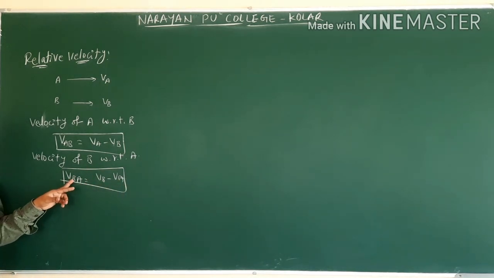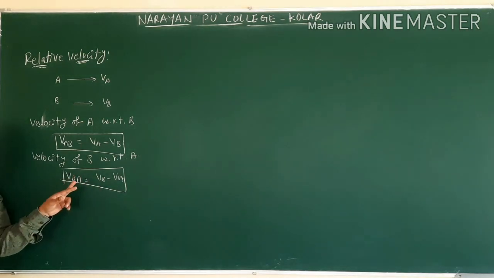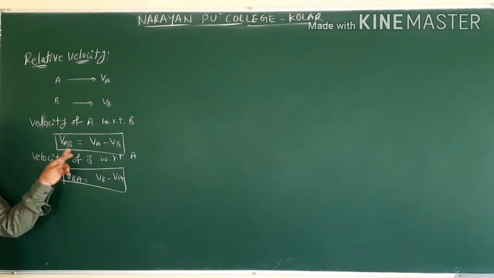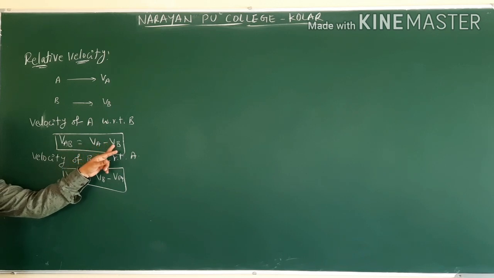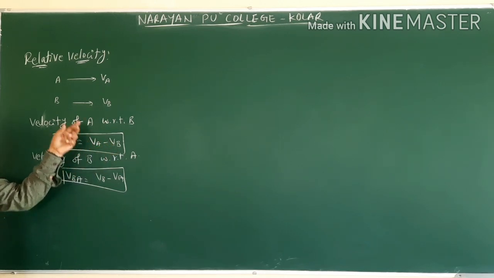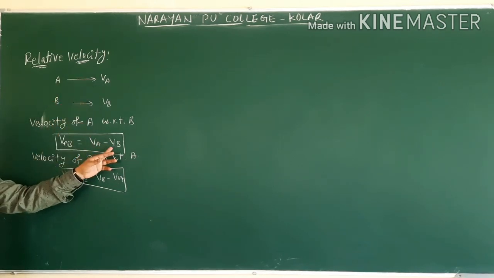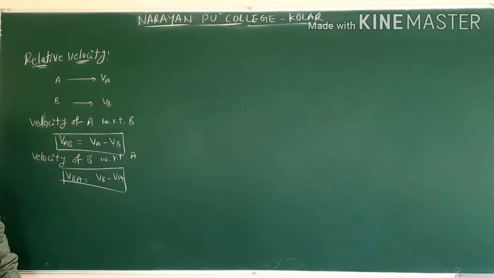So what we are writing first is the one that comes first. VBA, the velocity of B with respect to A: here we write VB first, next we write VA. VAB, the velocity of A with respect to B: first we write VA, VA minus VB. What is VA here? VA is the velocity of A, and VB is the velocity of B.